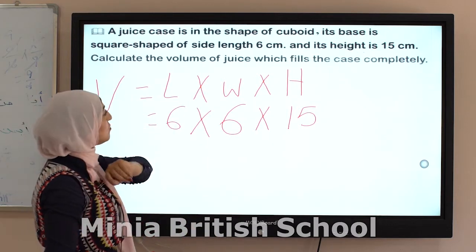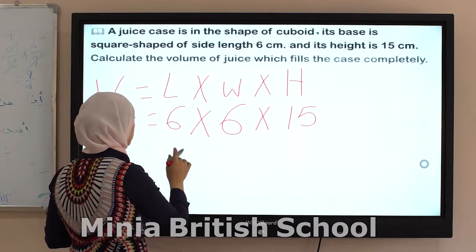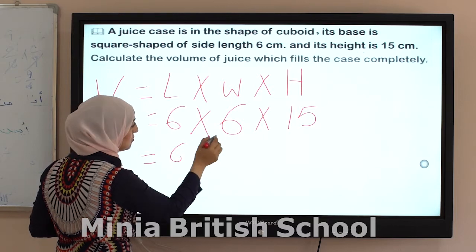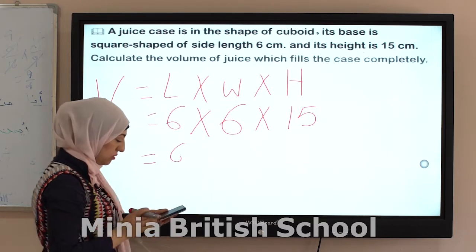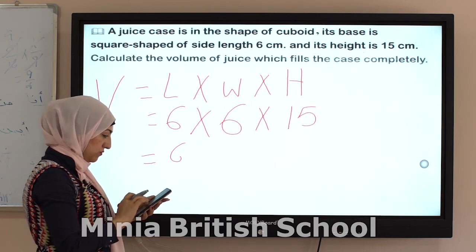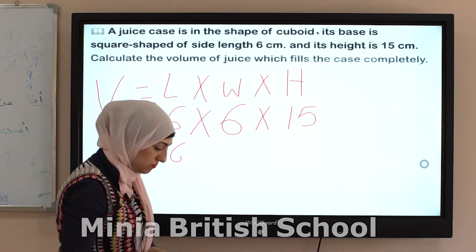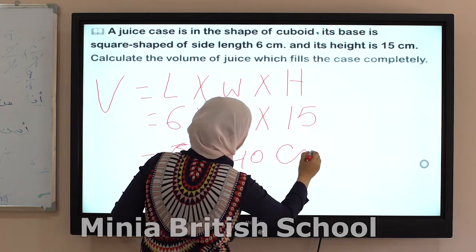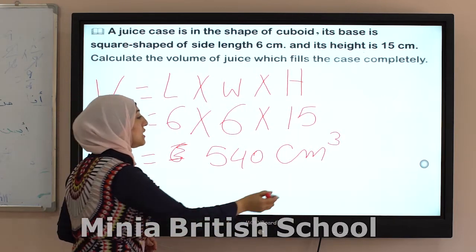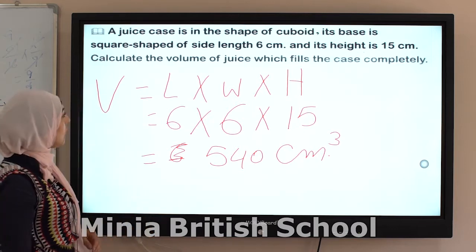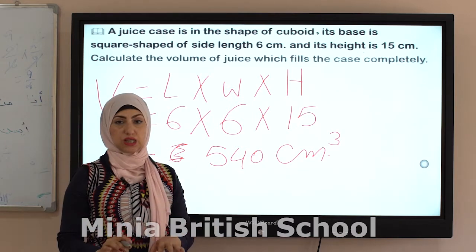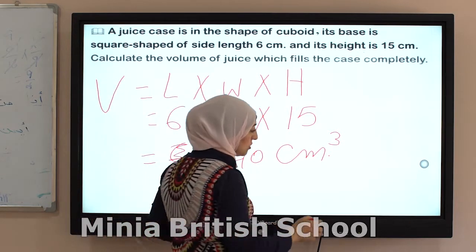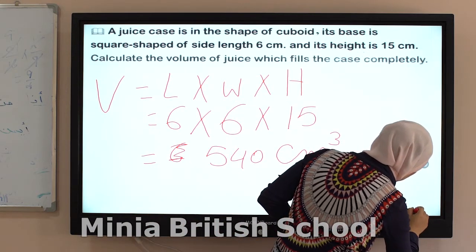So here calculate the volume of the juice which fills the case completely. It means I want the volume of the juice. Okay. So here 6 times 6 times 15. 36 times 15 is 540. 540 cubic centimeter. Don't forget the unit, it's very important. Okay? I think it's very easy. If you put the rule and substitute it, you can get anything very easy. Okay.